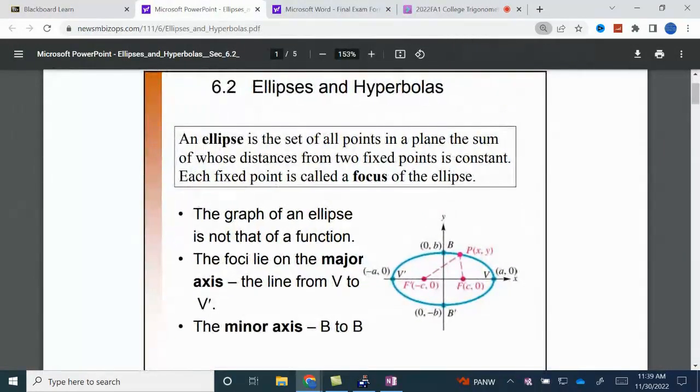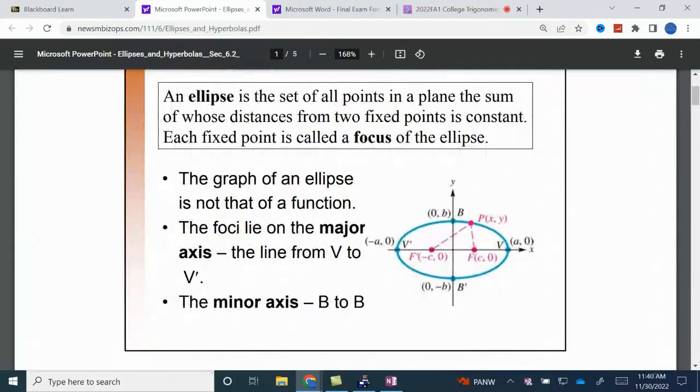And we're going to talk about an ellipse. An ellipse is a set of points in a plane, the sum of whose distances from two fixed points is constant. Each fixed point is called the focus of the ellipse, and the plural of focus is foci.